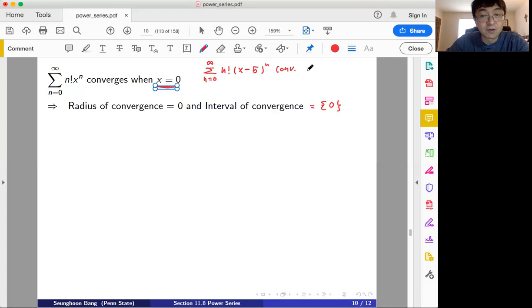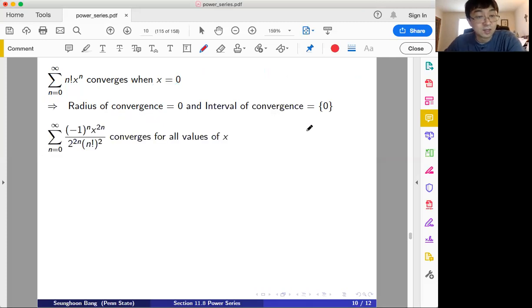In this case, it converges when x equals 5, you can try it by yourself. Only 1 point. What's the radius of convergence in this case? Yes, the same, 0, because the length is 0. What is the interval of convergence? Yes, 5, the center. This is the key for solving this problem.